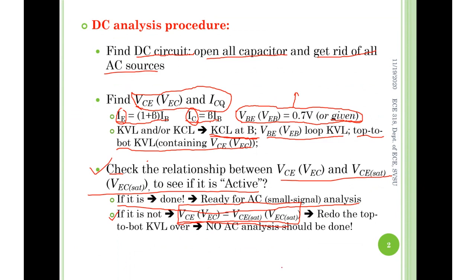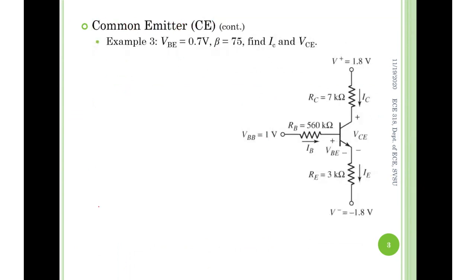This is a little bit of review, and we keep going to example 3. We have done examples 1 and 2. In example 3, I'm still gonna leave 3 or 4 minutes for you to do this yourself. The algebra is very easy, since we don't have a quadratic equation, so it's not very difficult. Go ahead and find IC and VCE here.